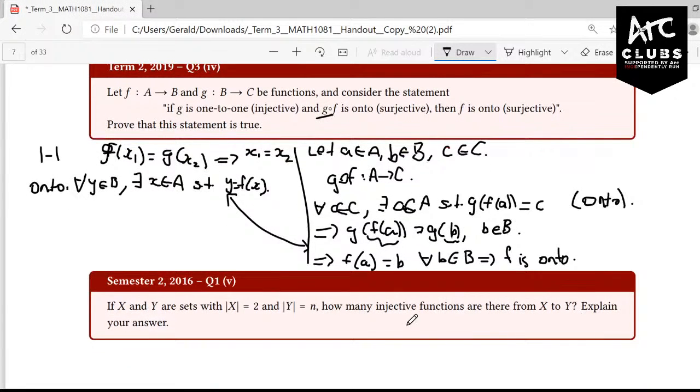Yeah. So it's just knowing your definitions of 1 to 1 and onto. And once you know the definitions, then you just apply them one by one in our expressions here. And from there, we get to the result that we want, that f is onto.